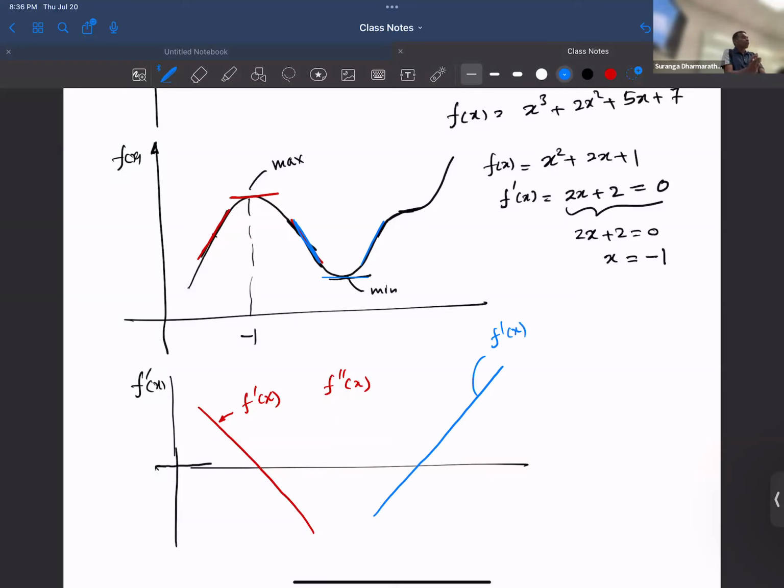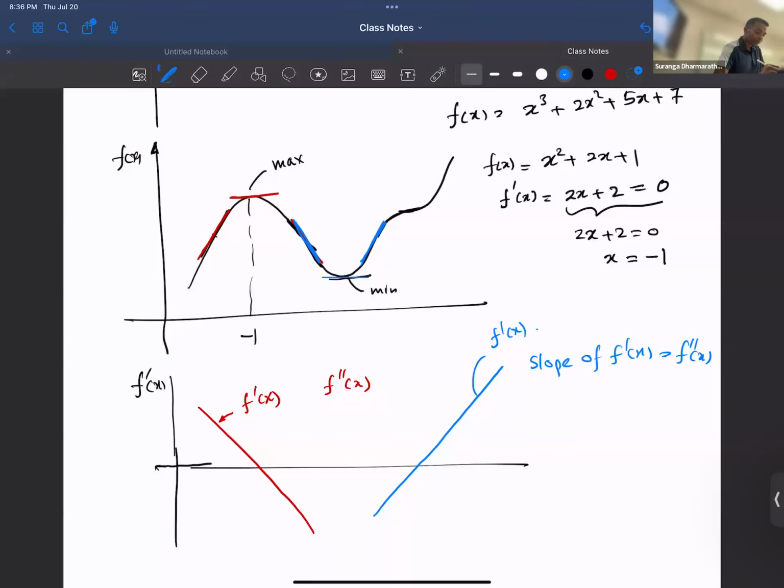Positive. The slope of f prime x is equal to f double prime x. So we have a positive f double prime x. We have 0 f prime x and positive f double prime x. That means it's a minimum, right?